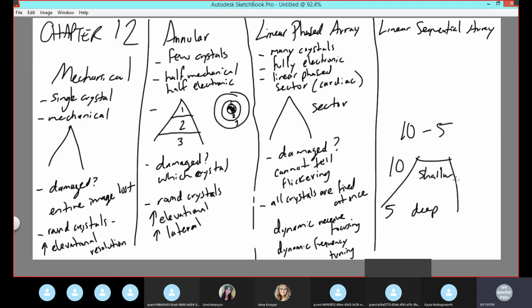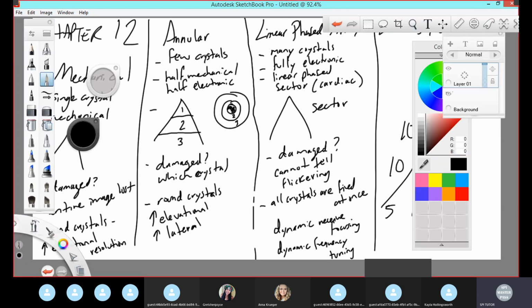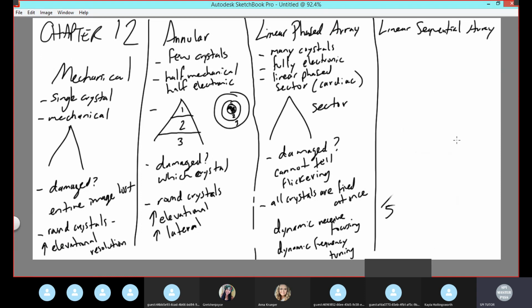So it tries to use the best of both worlds for you, because this is better than just using 5 all throughout. That 5 will give you a good deep, but now you're using 5 for the shallow, and that's not really the best, right? So dynamic frequency tuning, you don't adjust this, it's just something that's there for the machine to be smart. So just little definitions. The linear sequential array, and this is where things just start repeating themselves.